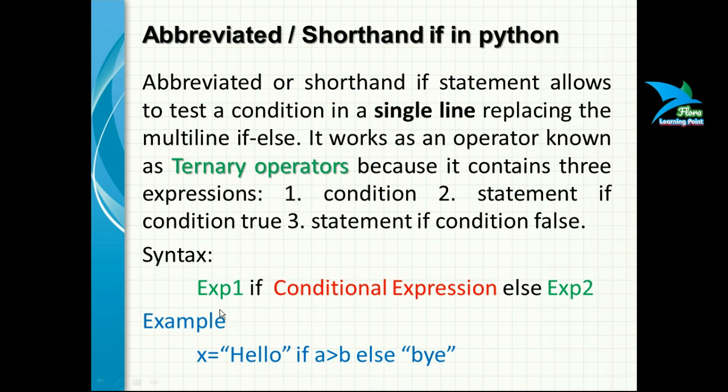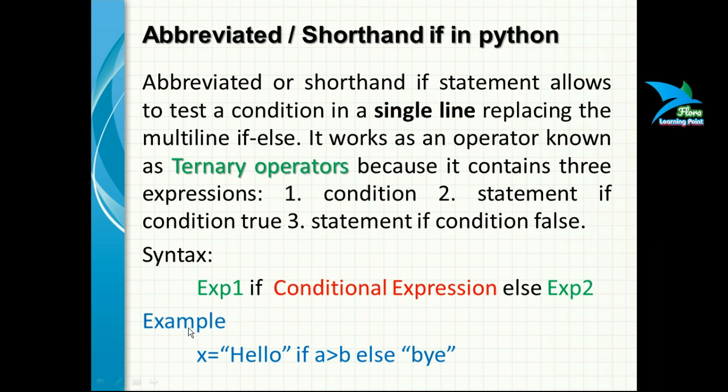Here we have the syntax of the abbreviated if statement. Here we have expression one, that means the statement that you want to return if the condition is true. Then next we have a conditional expression that will compare two operands. Then next we have expression 2, which will be returned by this statement if the condition is false.